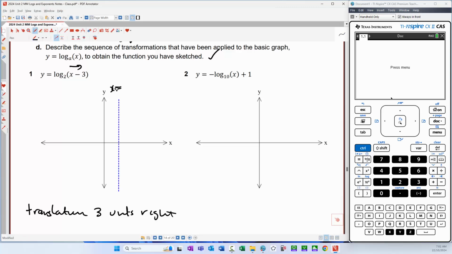So that's going to be x equals 0. So we know that the log then is going to go like this. So it's just the standard logarithm, which looks like this. And we're just going to shove that thing 3 units to the right.